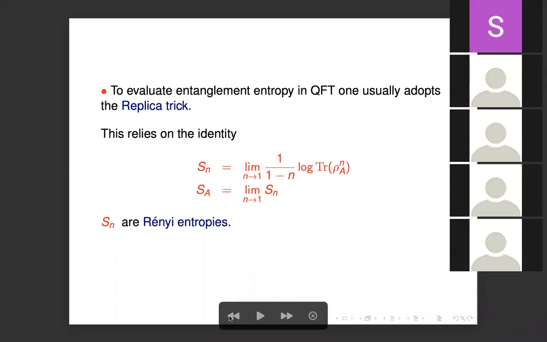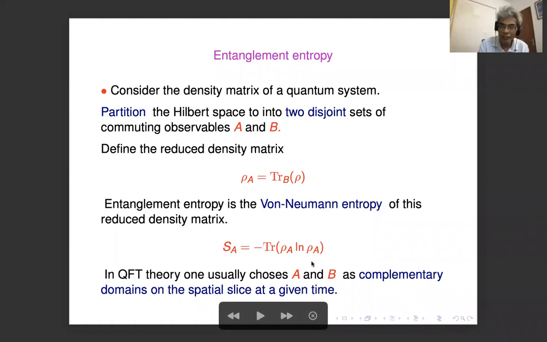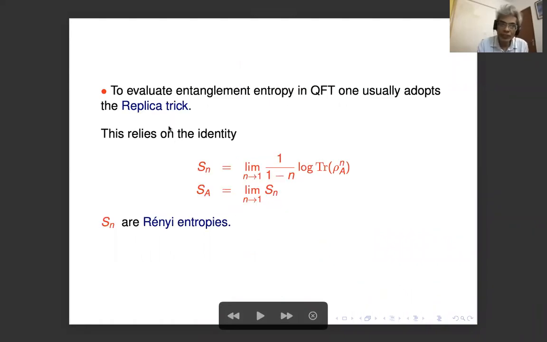Now, to evaluate this, trace of rho A log rho A, there's a log of rho A. That's pretty hard, actually. So what people do is they use something called the replica trick. It just relies on this identity. If you take rho A to the N and take this particular limit, you will get trace rho A log rho A, because if you Taylor series expand rho A to the N, there will be a log, and you can just work it out. So this is the identity. Essentially what you have to do is evaluate N powers of the reduced density matrix. Once you have that, you're in a position to evaluate entanglement entropy.